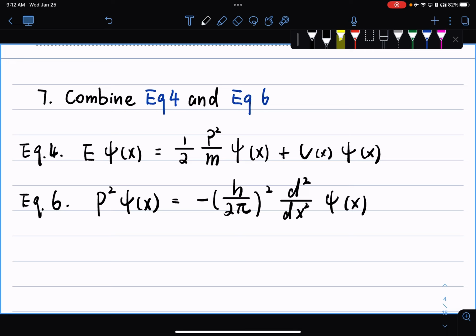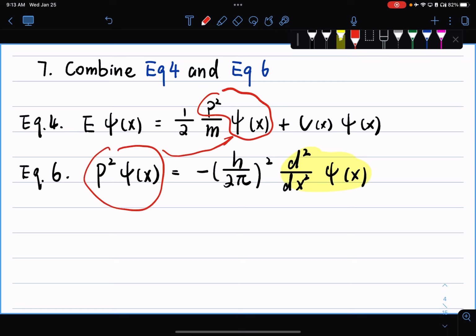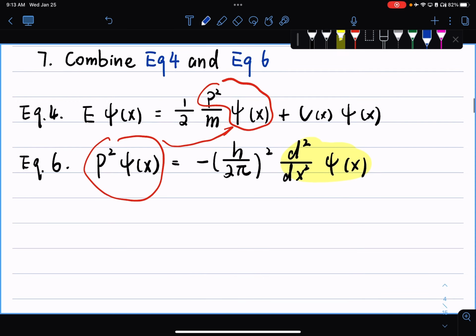And again, one of the common mistakes if you're not familiar with calculus is that you cannot cancel out these two terms, because this one is a second derivative. This is a differential equation. You cannot just cancel it out. That's not a reasonable thing to do. All right, taking these two equations together, we get a new equation. We're just plugging this p squared phi x into there.